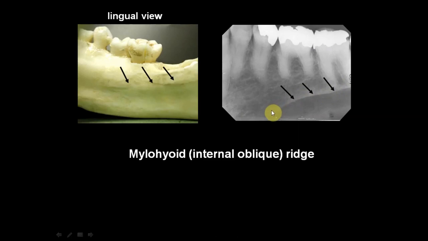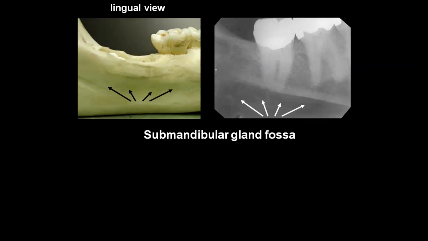This is seen because of an increased vertical angulation being given. For this case, as a more negative angulation is given, you can clearly see a more radiopaque line being observed here. This is the internal oblique ridge, or the mylohyoid ridge. Below this mylohyoid ridge, you have this homogeneous radiolucent area. Sometimes you can see sparse trabeculation within it. This is called the submandibular gland fossa. This is where the submandibular gland is located, and that is why it is called the submandibular gland fossa.